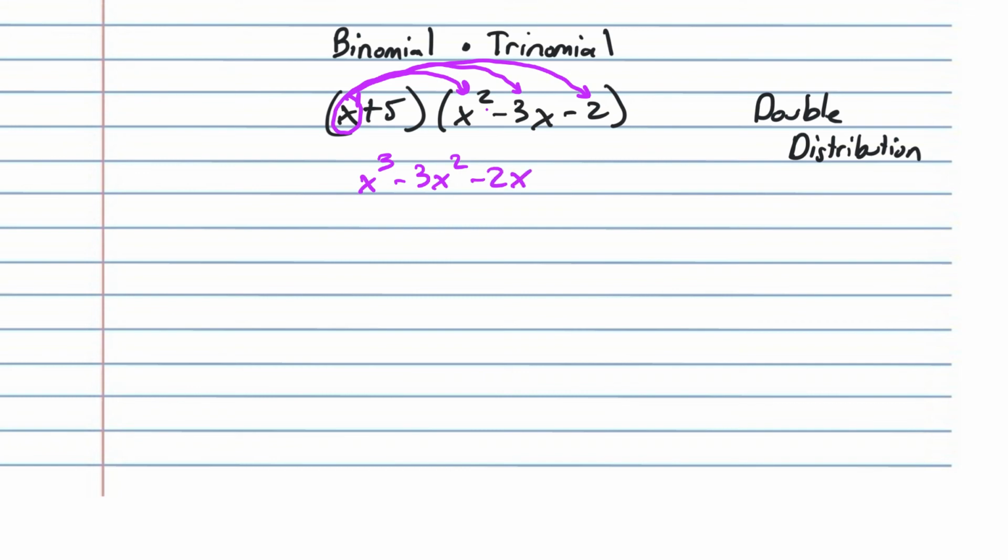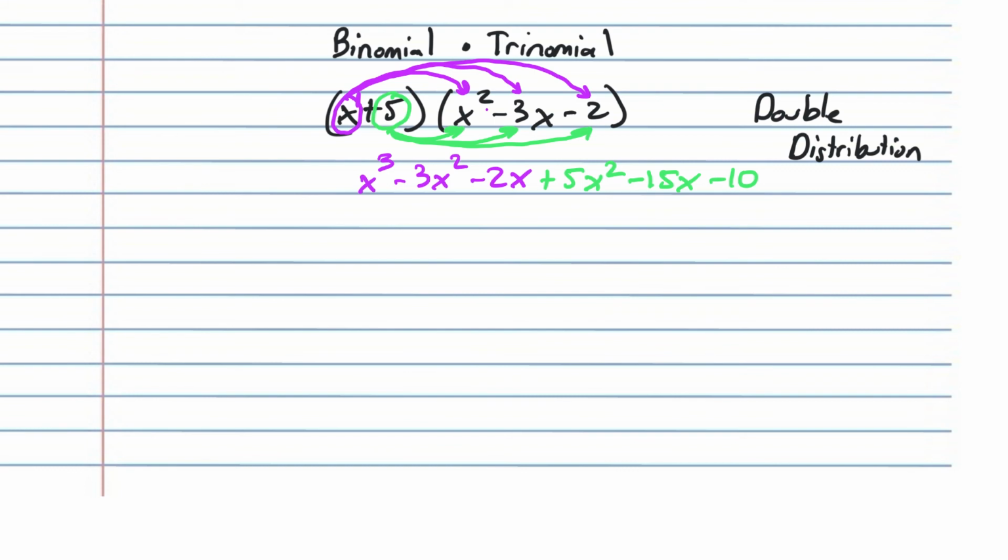Then the second distribution, multiplying the 5, again you multiply it to every single piece in that other parentheses. So 5 times x squared is 5x squared. 5 times negative 3x, negative 15x. And then last but not least, positive 5 times negative 2, negative 10.